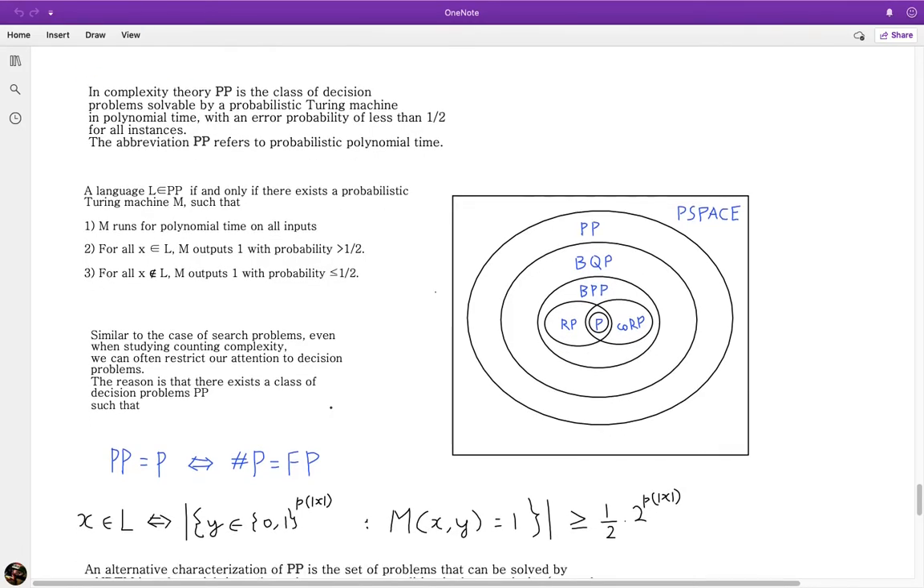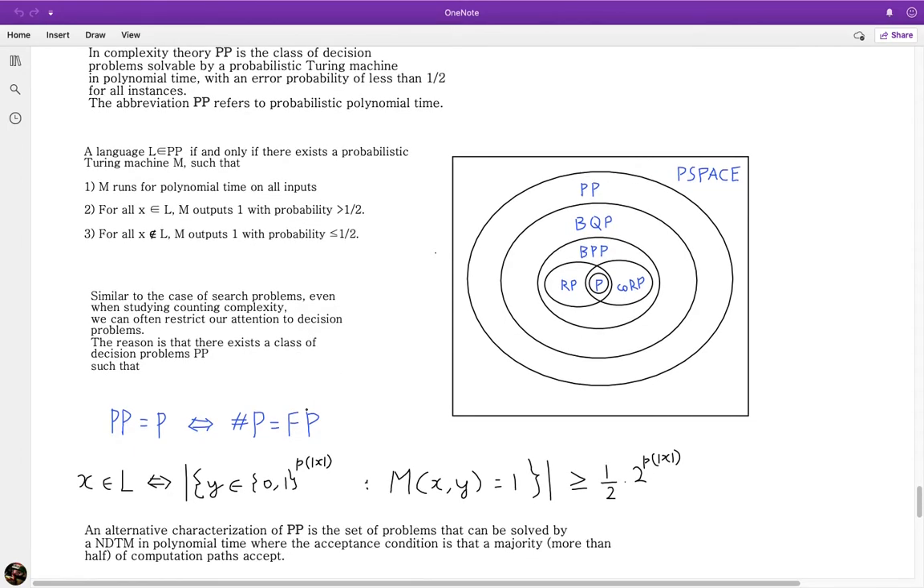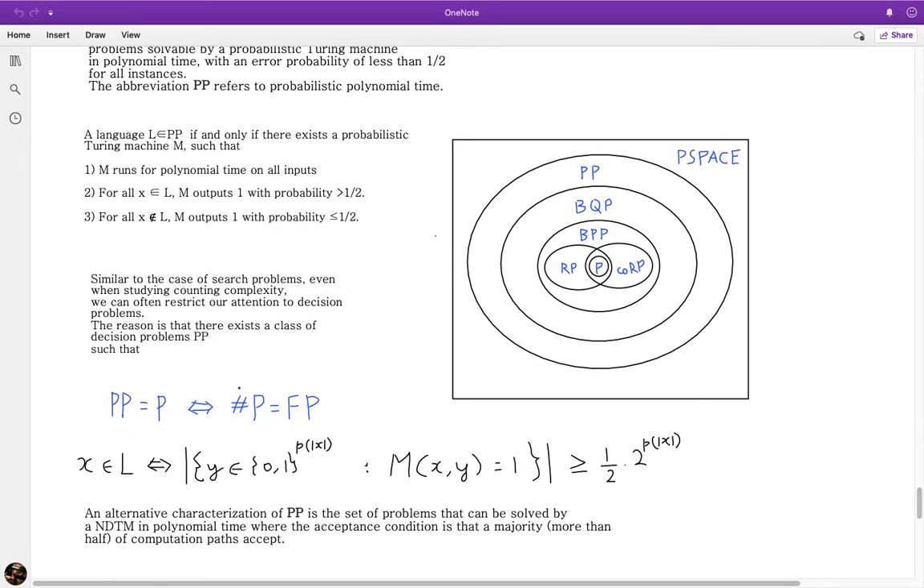So similar to the case of such problems, even when studying counting complexity, we can often restrict our attention to decision problems, and the reason is that this class PP would imply an important fact: if PP, which is probabilistic polynomial, were equal to the polynomial class, then that would imply that #P would be equal to the function polynomial, meaning #P problems could be solved in polynomial time.